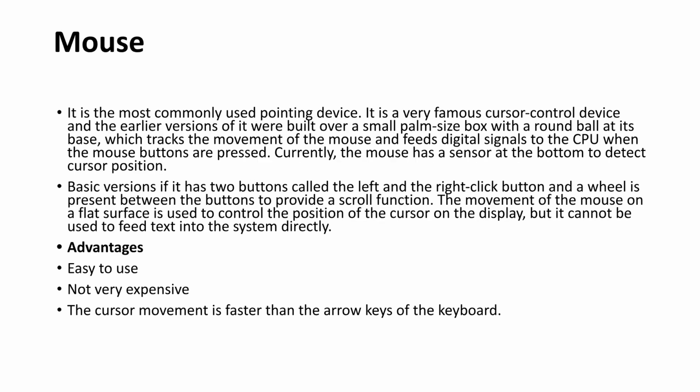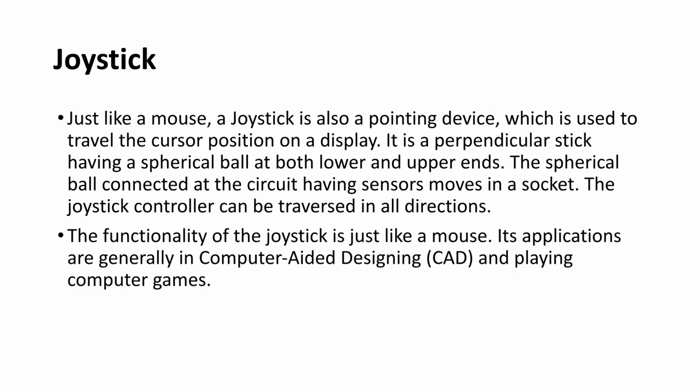The joystick is also a pointing device, used to control cursor position on a display. It's often used in computer-aided designing and playing computer games. A light pen is a digital pointing device used to select items on a menu or draw on the display. It contains a photocell and an optical sensor that calculates the screen location.